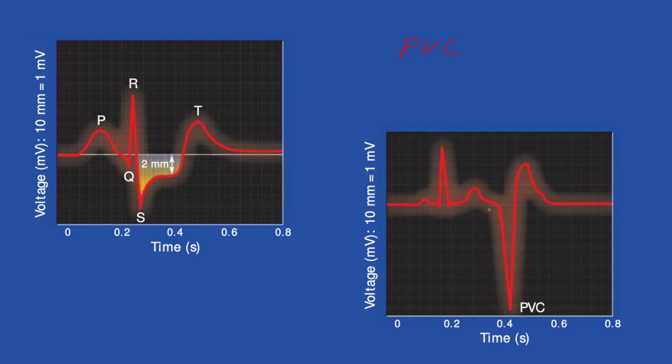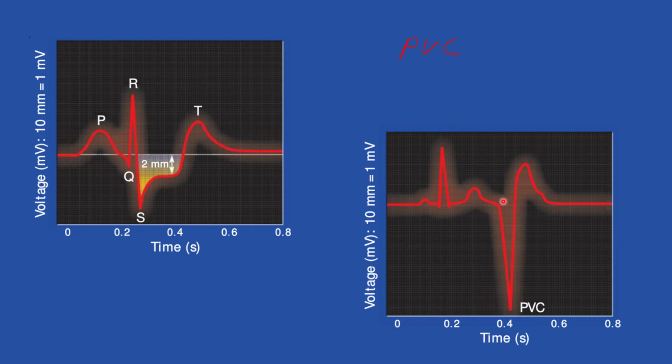And here's what a PVC looks like. You can see that we have here a P wave, a QRST, and it looks fine, right? But look what happens here. You're supposed to get another P wave, say right about here, but what happens? You can see that there is an interruption, right?